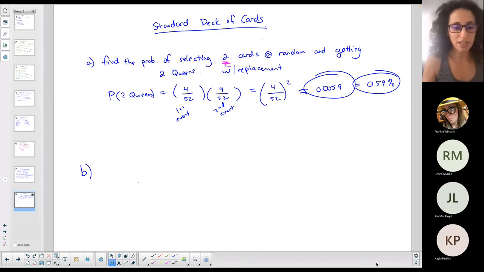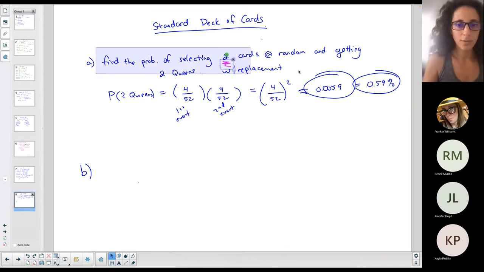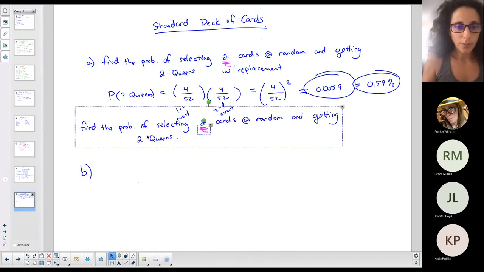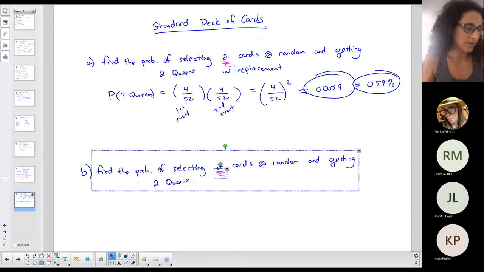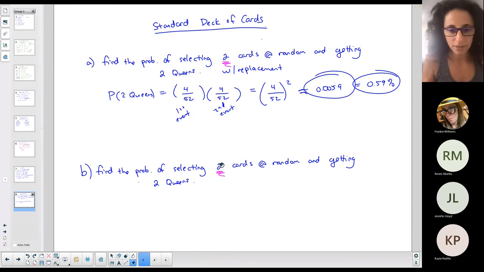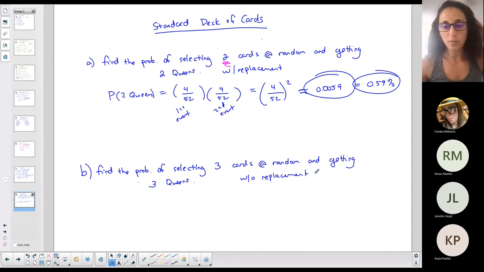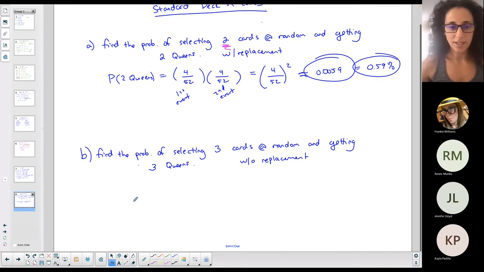Do you guys have questions yet? I'm going to do one more from the deck. Then I'm going to take a problem from the assignment, which does have a deck of cards, but I'm going to take something else. Just to show 3 versus 2, I'll select three cards. We'll do queens again, but I'm also going to do without replacement. So I'll show if I select more than two. In this case, I'm selecting three.